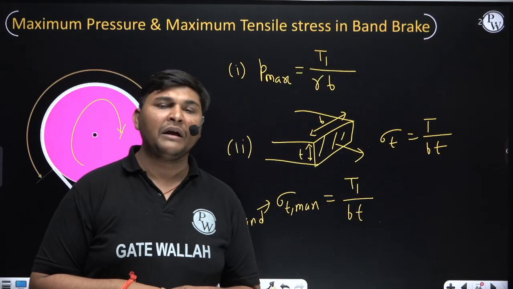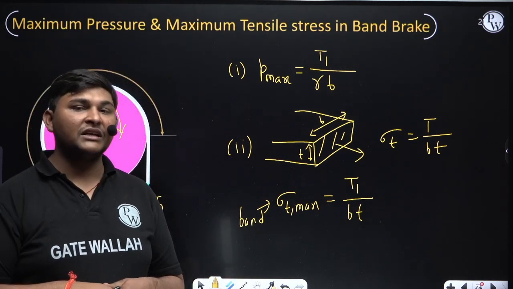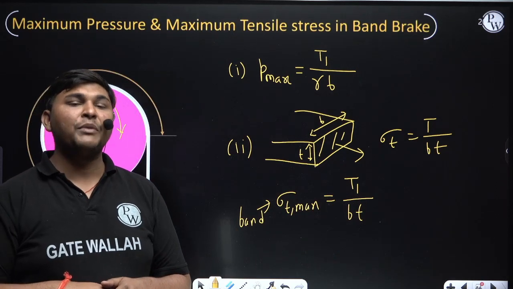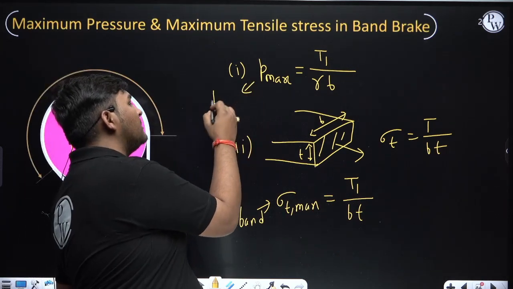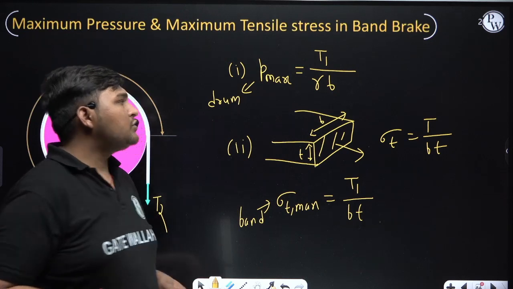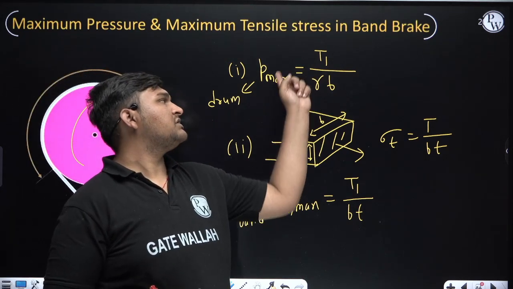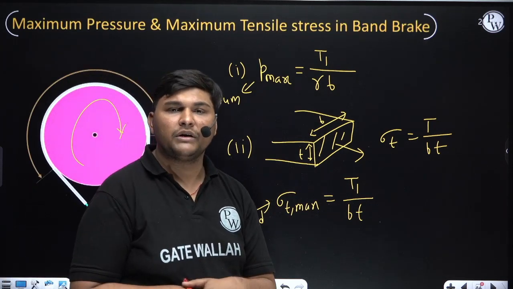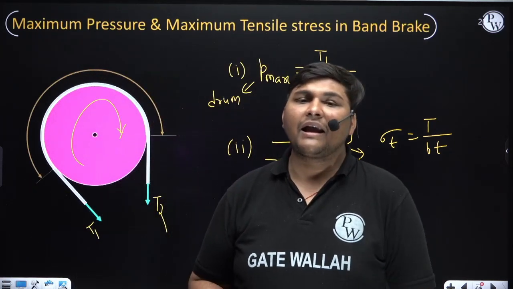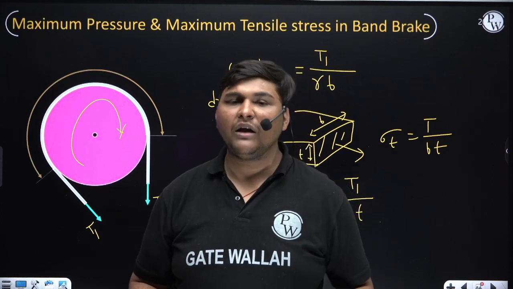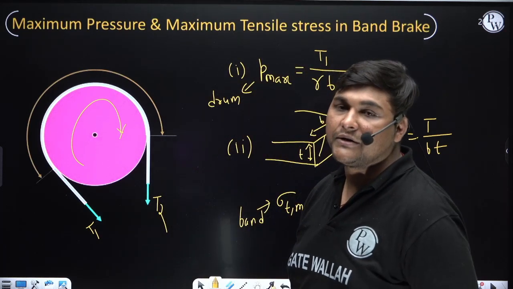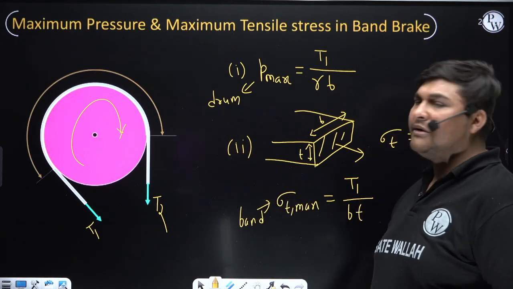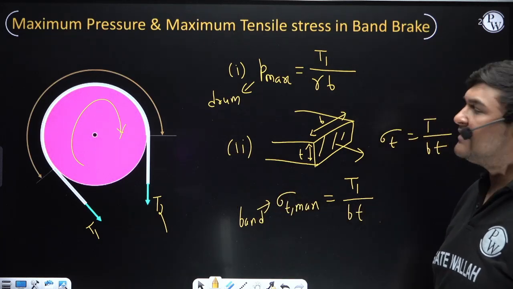Sometimes the examiner might give the value of permissible tensile stress, so we need to use this relation. The examiner might give permissible pressure, which is on the drum, so from this relation you can use it. So these two relations are important. We have completed the analysis of the differential band brake, which means we have completed this unit. One question we will discuss from this topic, on maximum pressure and maximum tensile stress, then this topic will end.